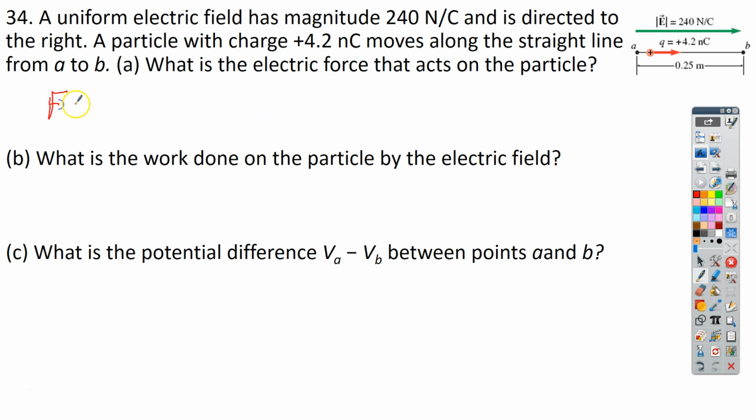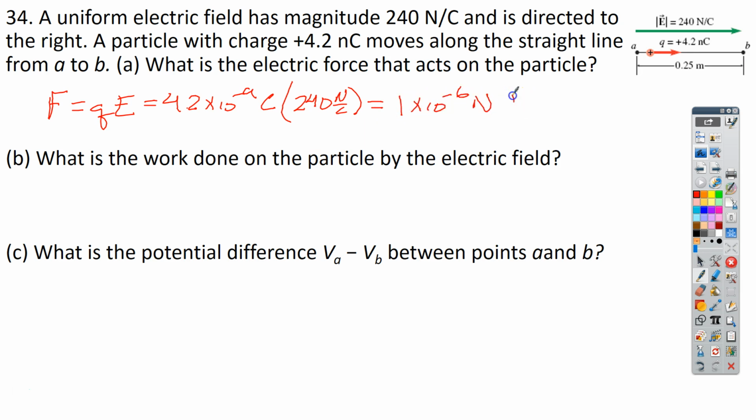So remember, electric force is just equal to Q times E. And so this is 4.2 times 10 to the negative ninth coulombs, and we're going to multiply that times 240 newtons per coulomb to the right. And we end up with 1 times 10 to the negative sixth newtons to the right. And so that's how we'll indicate direction.